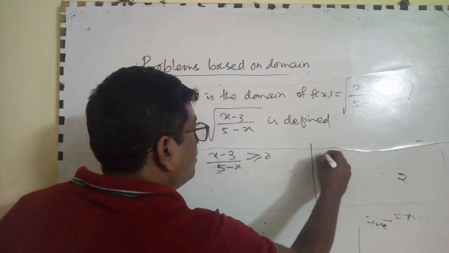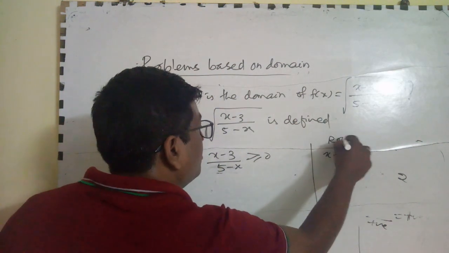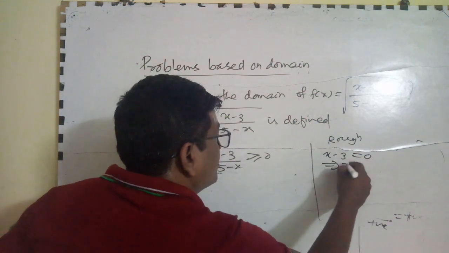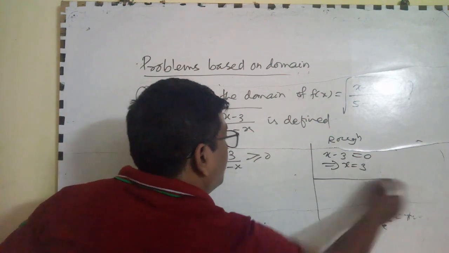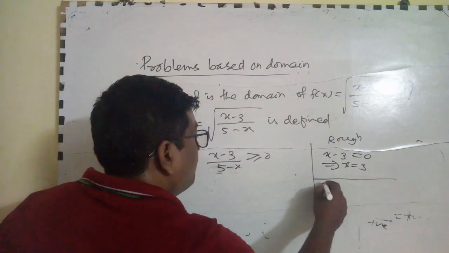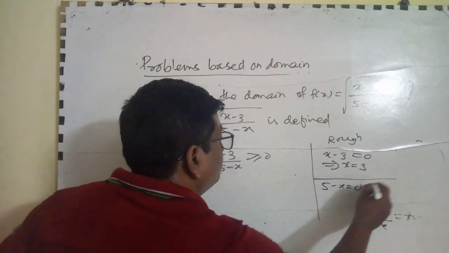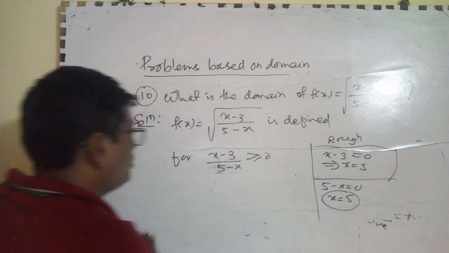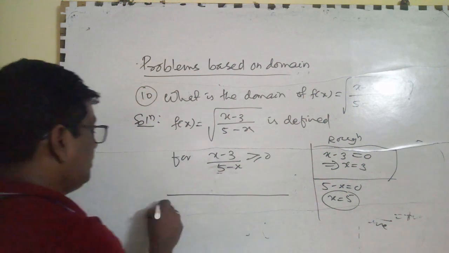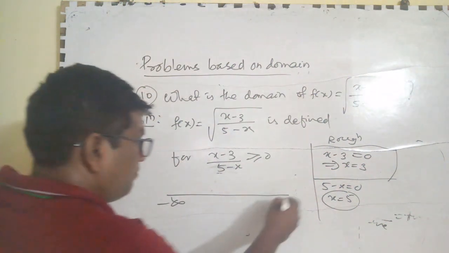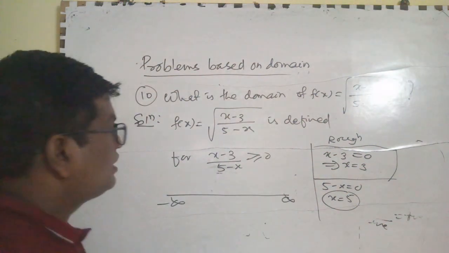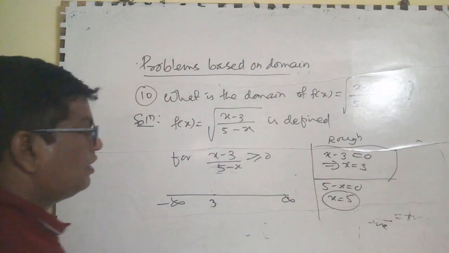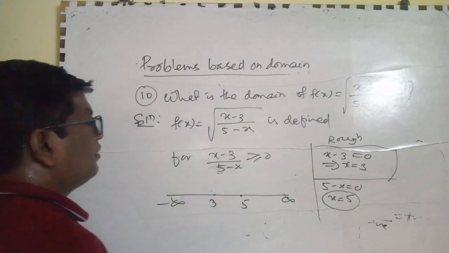Similarly, rough work here: x minus 3 equal to 0 implies x is equal to 3. Again 5 minus x is equal to 0 or x is equal to 5 here. Draw number line: minus infinity, plus infinity. Which is smaller number? 3 is smaller number. Write first and then 5.